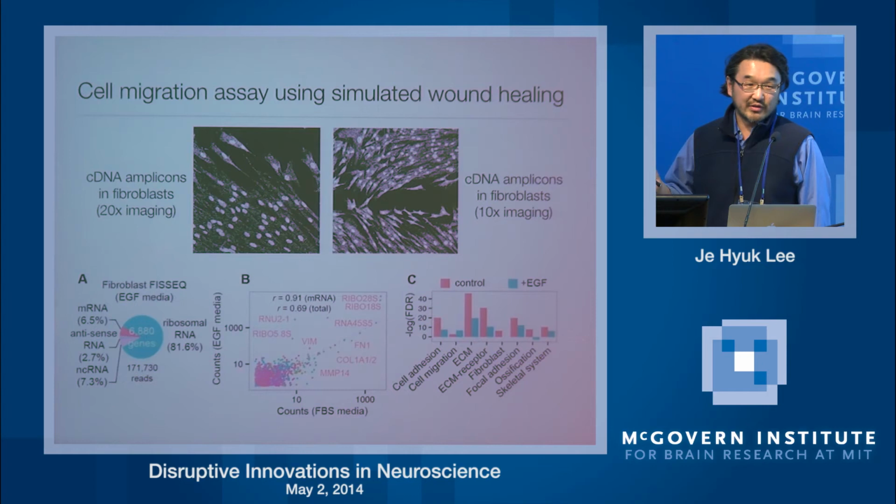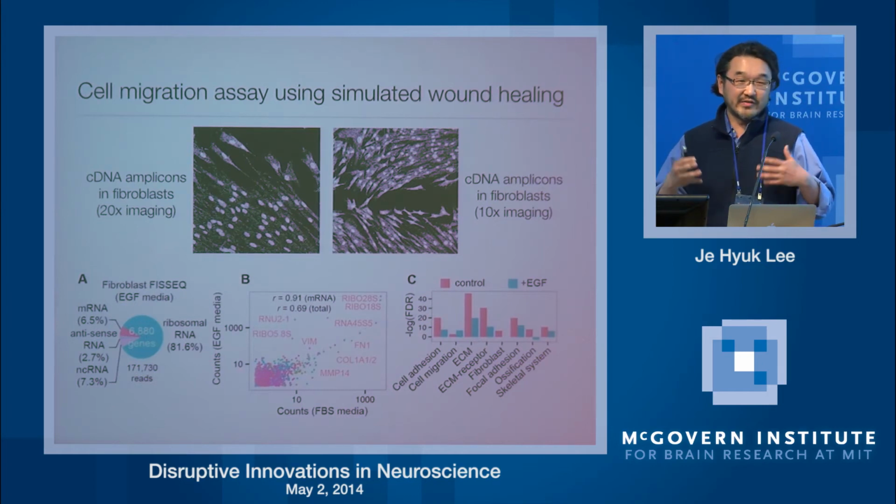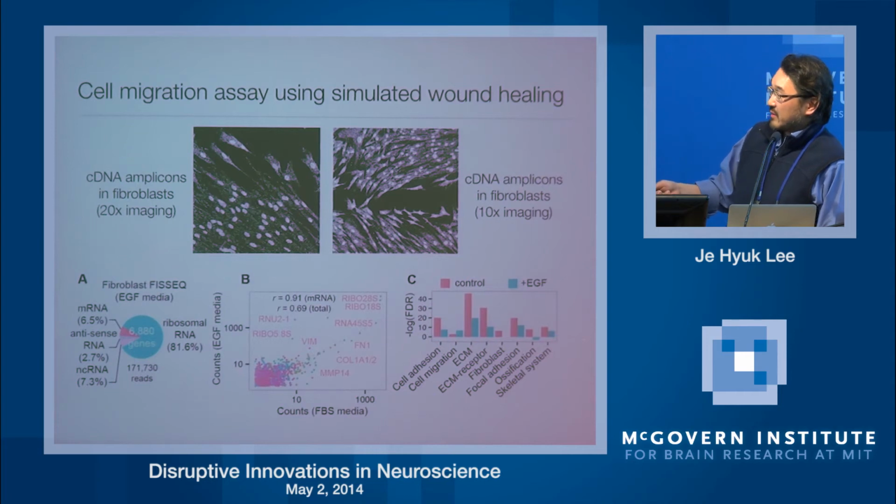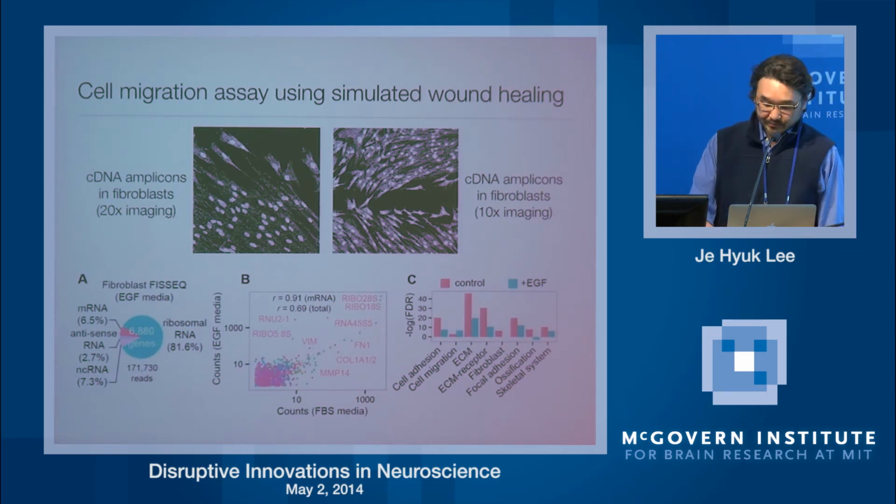This also suggests that using ribosomal RNA as your relative gene expression control may not be such a great idea. Again, because our reads are very informative, we can compare that with EGF. All the things that you associate with fibroblasts go down. Things that you associate with cell migration with EGF come up.